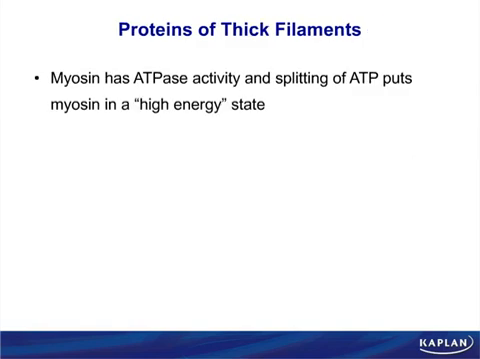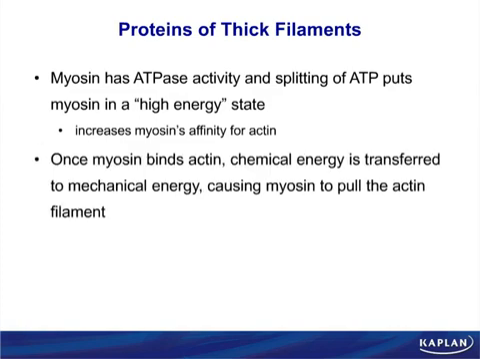Myosin has an ATPase, and the splitting of ATP puts myosin into a very high energy state. So think of it as a stored energy state. The other thing it does is, when the myosin has split ATP into ADP and phosphate, this puts myosin in a very high affinity for actin. So in the resting state, myosin ATPase has split ATP into ADP and phosphate. That's got myosin in a high energy, high affinity state. Once the myosin binds to the actin, we're in this high energy state. This chemical energy coming from the splitting of ATP is transferred to mechanical energy, which causes myosin to pull on the actin filament.